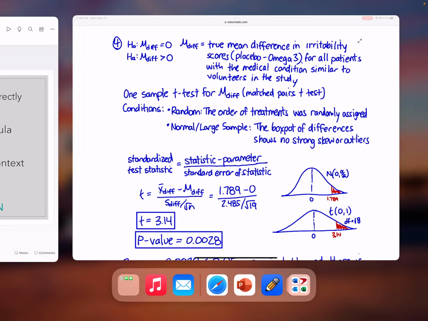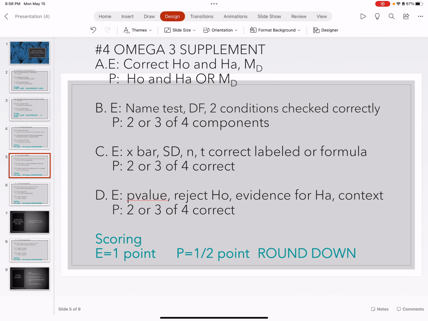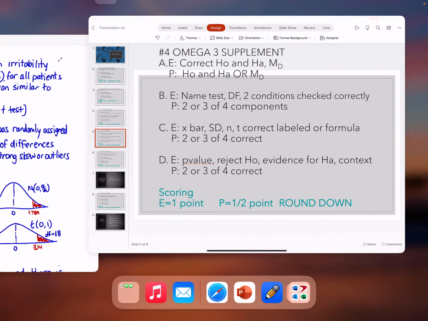So for the scoring on this one, if you had the correct H0 and HA and the mu D, that's an E. If you had the correct H0 and HA or the correct mu D, but not both of them, that would be a P.